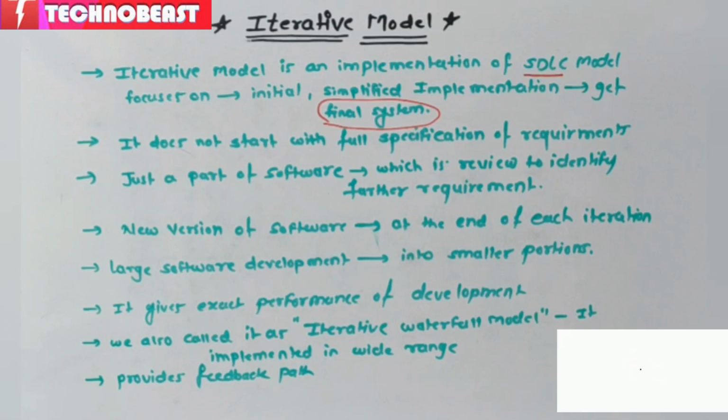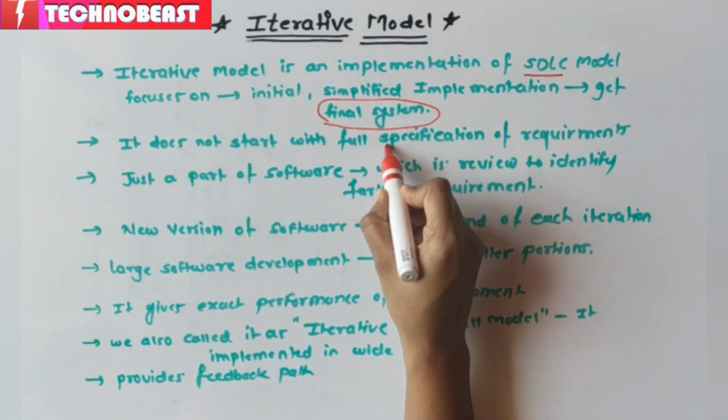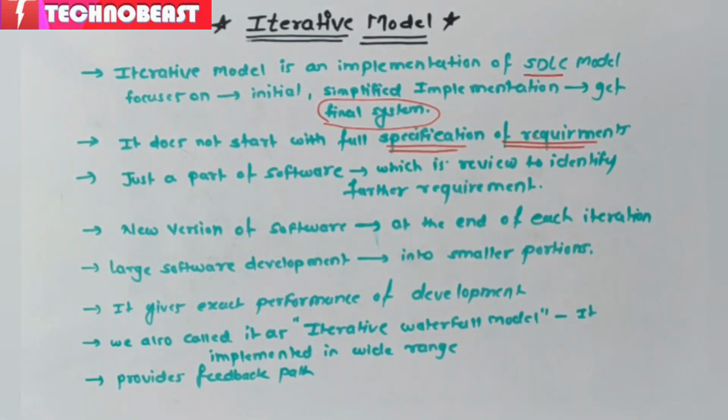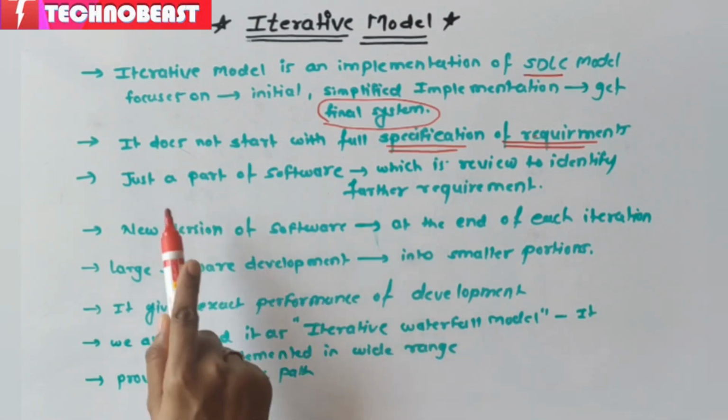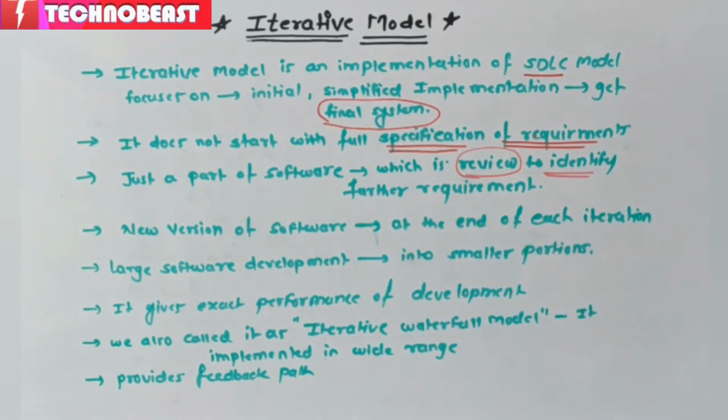An iterative life cycle model does not attempt to start with a full specification of requirements. Means it does not start with the full specification. Whenever the requirements come from the client, it will just start developing, but they are not gathering all the specification requirements to start the process. Instead, development begins by specifying and implementing just a part of the software, which is then reviewed to identify further requirements. Means they are not preparing the whole software, but just a part of it, which is reviewed to identify the further requirements.